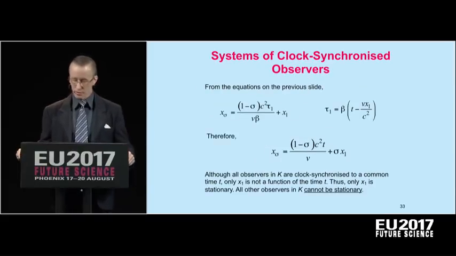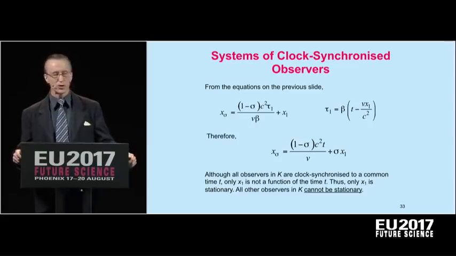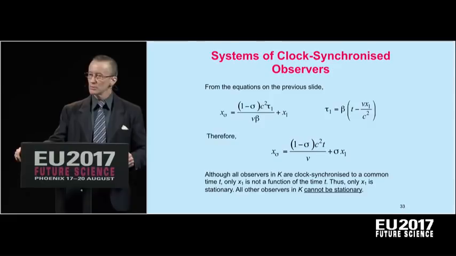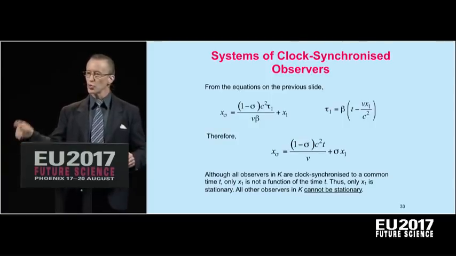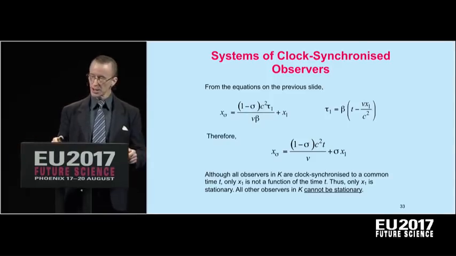Can they be stationary? Well, we see here that when we solve it all, for x sub sigma, they're all functions of time. x sub sigma equals (1 minus sigma) c squared t over v plus sigma x1, where x1 is greater than 0, but arbitrary. Now we see that x sub sigma is a function of time. That means it's not stationary. So although all observers in K are clock synchronized to a common time t, only x1 is not a function of the time t. If I put sigma equals 1 in, I get x sub 1 is equal to x1, and that's not a function of time. That's Einstein's privileged observer. One in a set of how many? Well, they're infinite sets. So he has one element out of an infinite set, and he takes that one element and allows it to speak for the whole infinite set of observers. That's wrong. Here we see counterexamples.